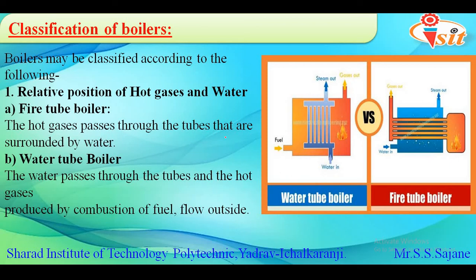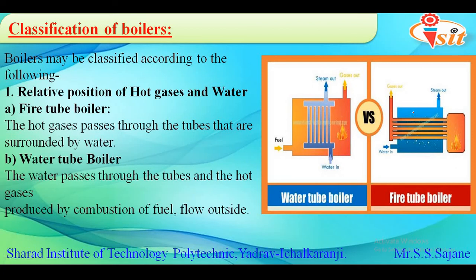Whereas in the other diagram, in the case of a fire tube boiler, we can see that the content inside the tubes is represented by orange color, which is the indication of hot gases. And the surrounding area of these tubes is represented by blue color, which is the indication of the presence of water. So this was regarding the first classification based on the relative position of hot gases and water.